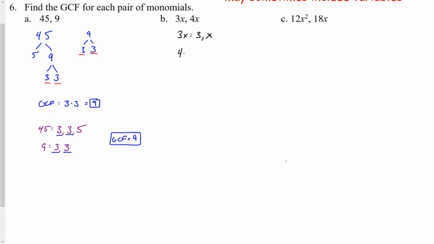The 4x, 4 is 2 times 2 when you have prime factors, and then the x is also another factor as well. So in this case, what do these two lists of prime factors have in common? They just have the x in common. So in this case, the GCF of those two monomials is just that variable x.